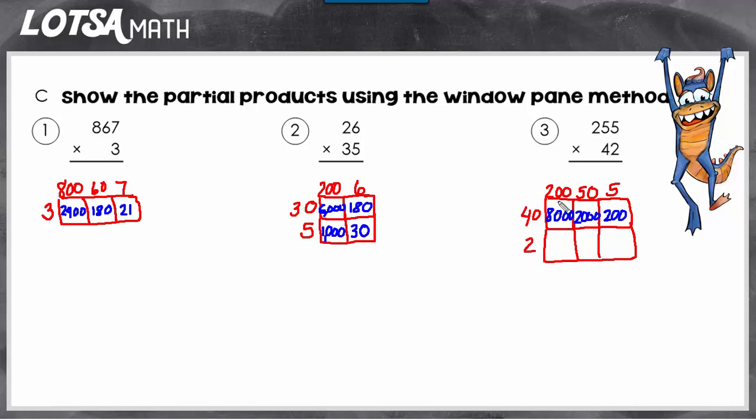In this square, I'm going to multiply 200 times 2. In this square, I'm going to multiply 50 times 2. In this square, I'm going to multiply 5 times 2. So all of these numbers in each of the squares are the partial products that represent 255 times 42. Now you try some on your own, and if you need help, you can come back and rewatch the video. Good luck!